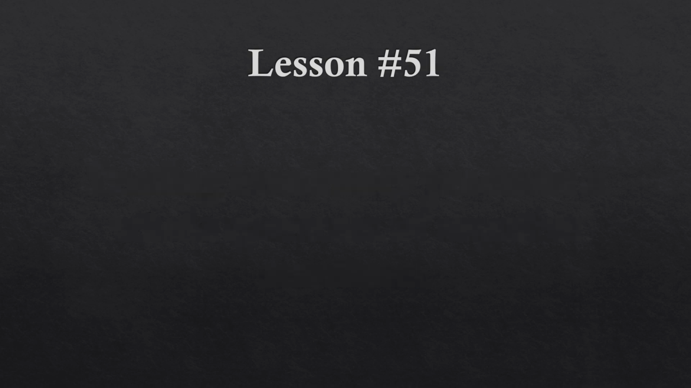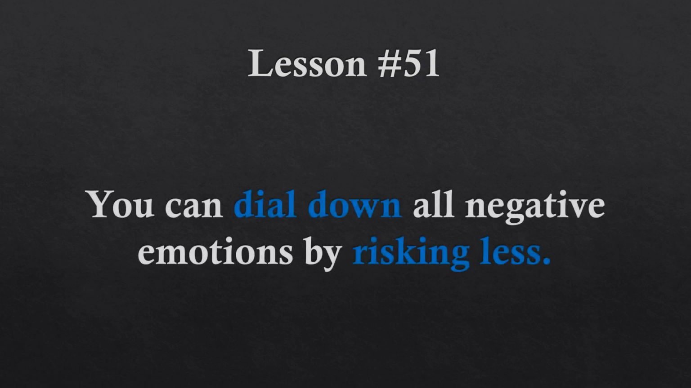Lesson number 51. You can dial down all negative emotions by risking less. The truth is that all negative emotions that emerge in trading have a strong positive correlation with the risk level. The more you risk, the more you amplify your emotions. If you risk beyond a certain threshold, your brain will start to sabotage your behavior as a defense mechanism. Needless to say, this never ends well. By decreasing the amount of risk you take, you dial down all the negative emotions to a manageable level.